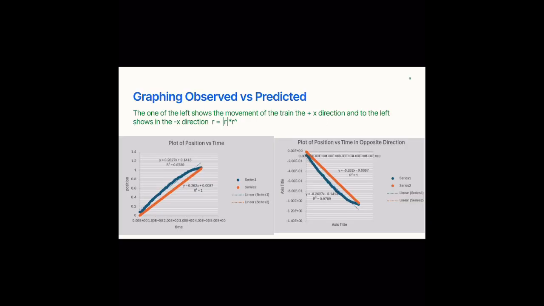Next, the observed positions of time and the calculated ones are shown in the graph. The orange in both represents the calculated values, and as you can see, the r squared is completely linear, showing a completely force of 0 and a constant velocity. This makes sense because force is equal to mass times acceleration, and if velocity is constant, then the acceleration will be equal to 0.